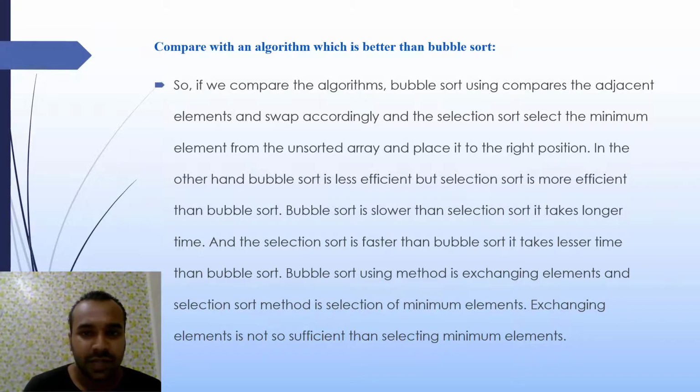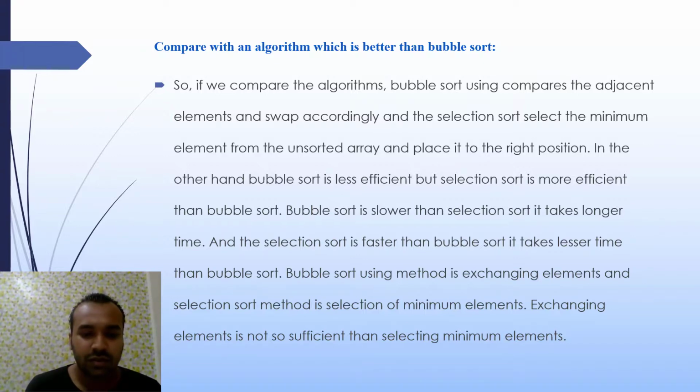Comparing the algorithms, bubble sort compares adjacent elements and swaps accordingly, and selection sort selects the minimum element from the unsorted array and places it in the right position. On the other hand, bubble sort is less efficient, but selection sort is more efficient than bubble sort. Bubble sort is slower and takes longer. Selection sort is faster and takes less time than bubble sort. Bubble sort's method is exchanging elements, and selection sort's method is selecting minimum elements.